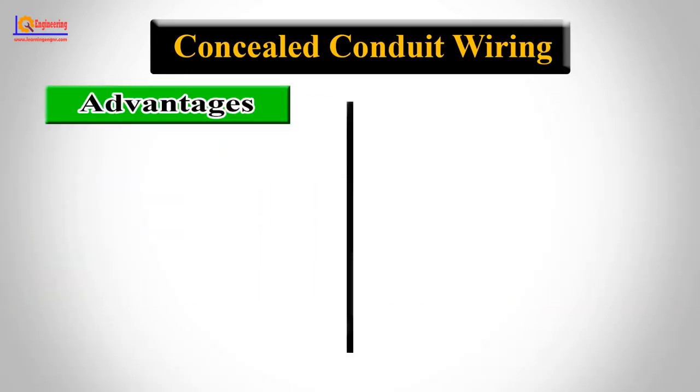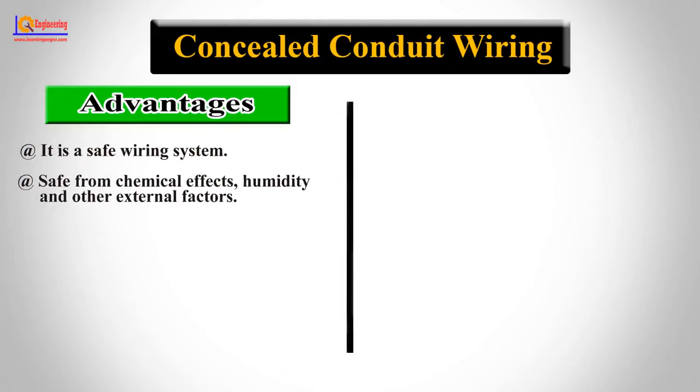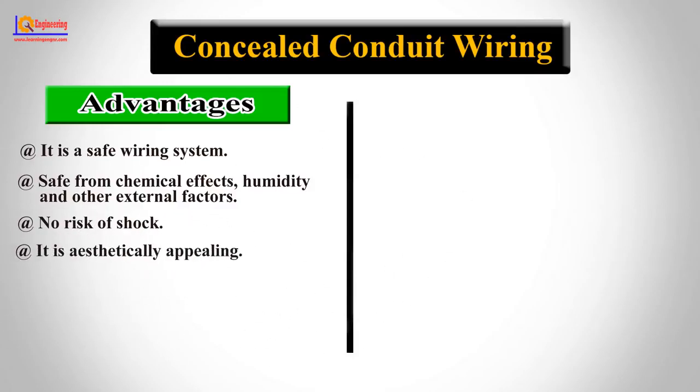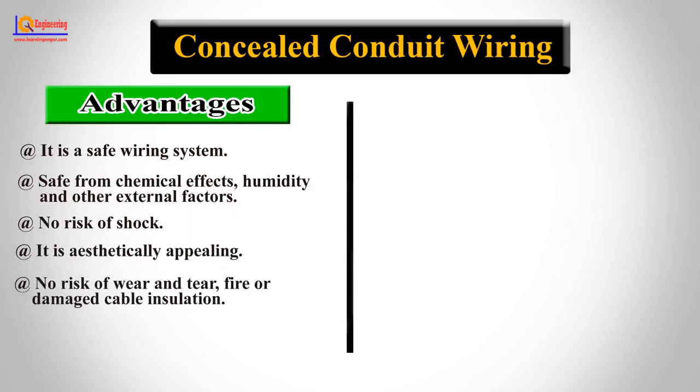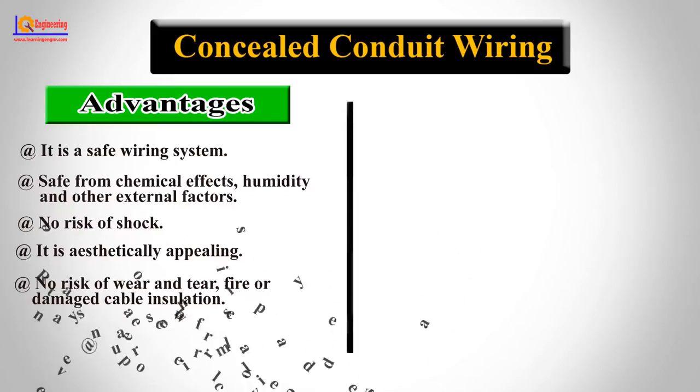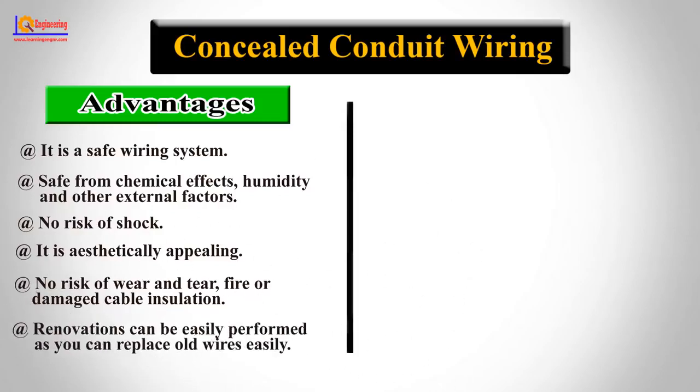Some advantages of the concealed conduit wiring system. It is a safe wiring system. Safe from chemical effects, humidity and other external factors. No risk of shock. It is aesthetically appealing. No risk of wear and tear, fire or damaged cable insulation. Renovations can be easily performed as you can replace old wires easily.